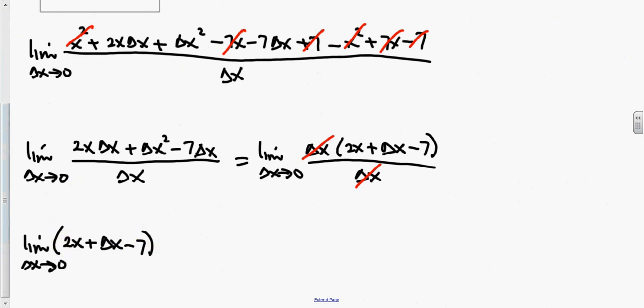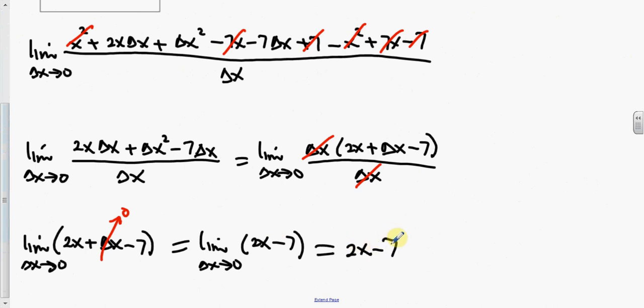Now as delta x goes to 0, that delta x goes to 0. So you have left the limit as delta x goes to 0 of 2x − 7. Well, the limit of 2x − 7 as delta x goes to 0 is a constant because there are no delta x's in the function value anymore. So the limit of a constant is a constant. This is just 2x − 7. Now what is this? This is the derivative.